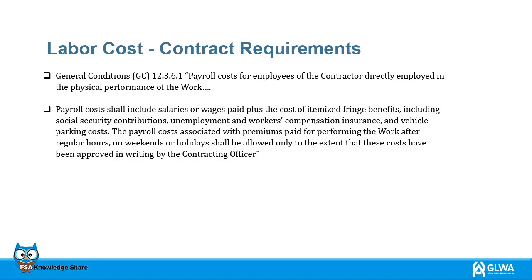General Conditions, GC, 12.3.6.1. Payroll costs for employees of the contractor directly employed in the physical performance of the work. Payroll costs shall include salaries or wages paid plus the cost of itemized fringe benefits, including Social Security contributions, unemployment and workers' compensation insurance, and vehicle parking costs. The payroll costs associated with premiums paid for performing the work after regular hours, weekends or holidays shall be allowed only to the extent that these costs have been approved in writing by the contracting officer.